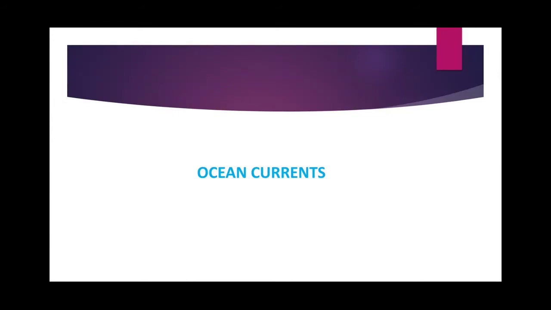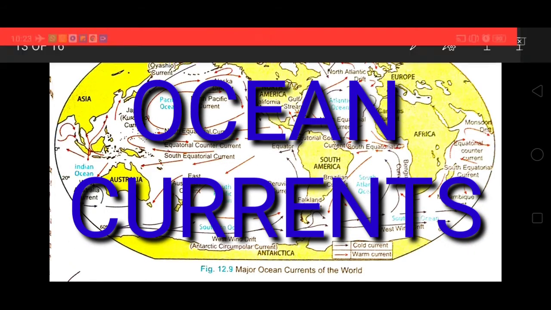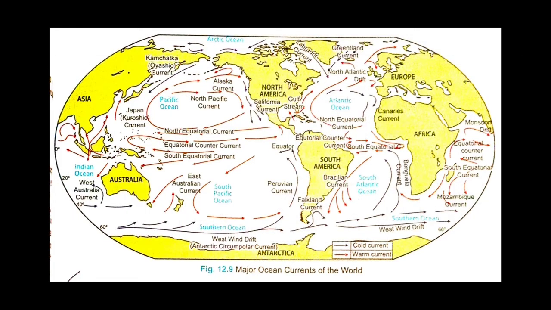The next concept is ocean currents. So what are ocean currents? The regular movements of water from one part of the ocean to another in a defined direction in the surface water of an ocean are called ocean currents. So students, you can see several red and black lines all over the ocean. They actually show the movement of the ocean currents.